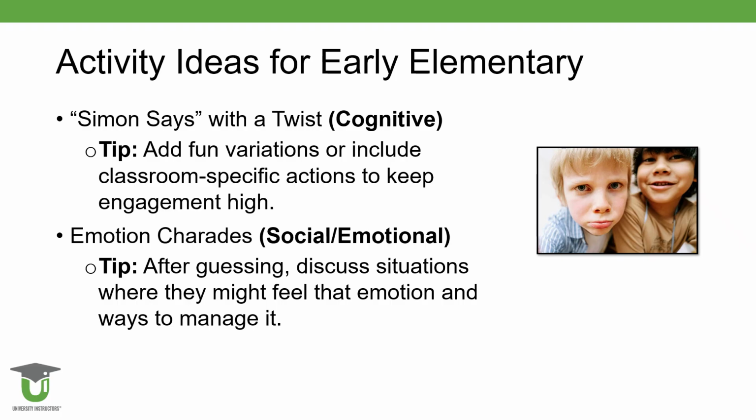Students draw a card with an emotion, happy, frustrated, surprised, and act it out without speaking. Peers guess the emotion. EF skills targeted are self-regulation, by practicing expressing emotions appropriately, and perspective taking and cognitive flexibility, to recognize and interpret others' emotions. A tip is, after guessing, discuss situations where they might feel that emotion and ways to manage it. These activities align closely with the developmental stages of early learners, promoting cognitive growth and social emotional regulation.